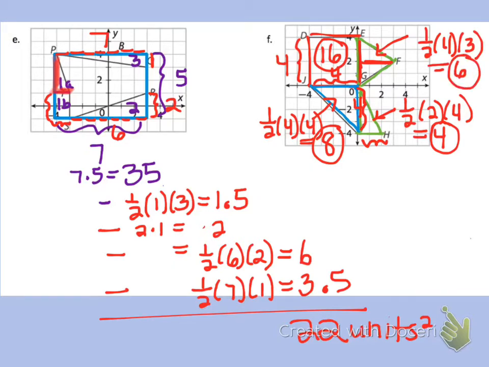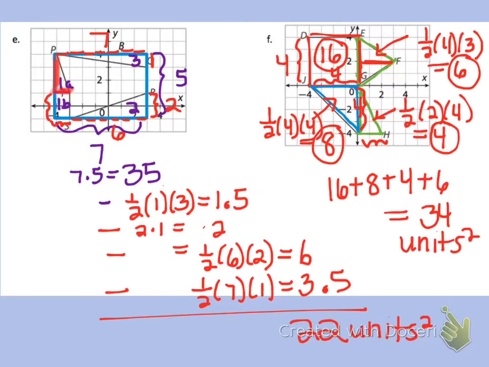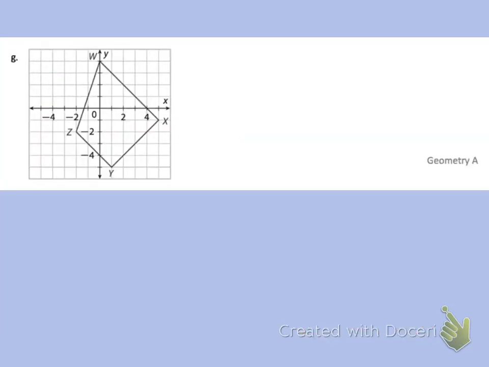And now we just have to add up all of those areas to get the area of that whole figure. So 16 plus 8 plus 4 plus 6 adds up to the whole area. And that's 34 square units. So we'll go ahead and leave this last problem as maybe one for you to try in class. Maybe I could just give you the final answer, and then if you want to try it, you're welcome to try it any way that you'd like to, and then you can confirm if you're correct or not. So real quick, I'll give you the answer to this.